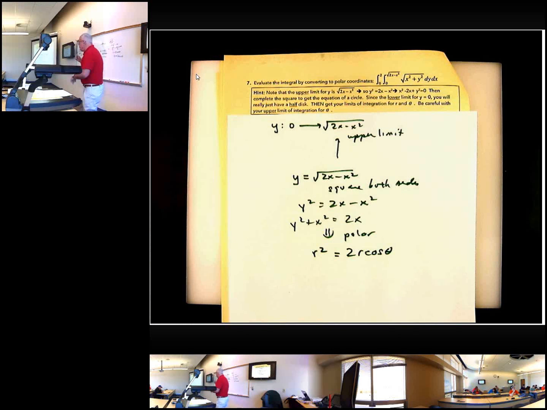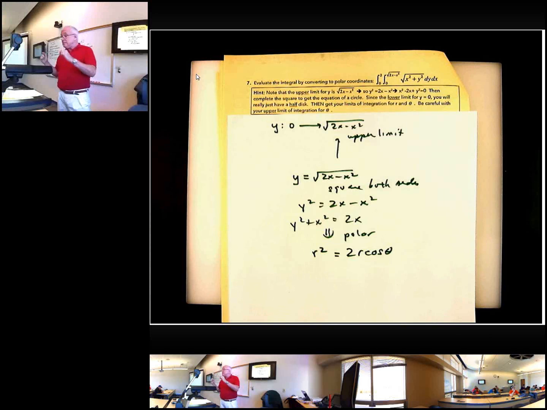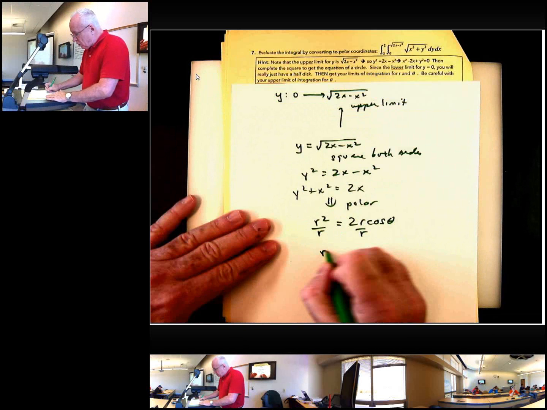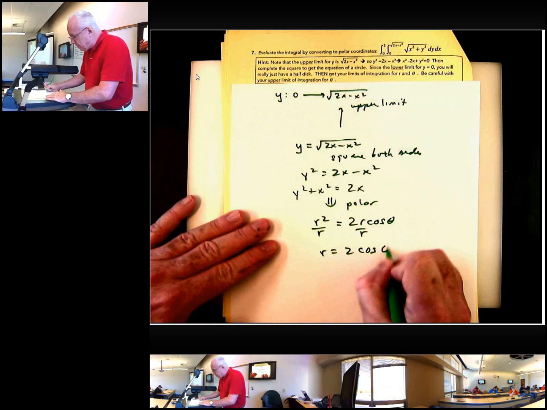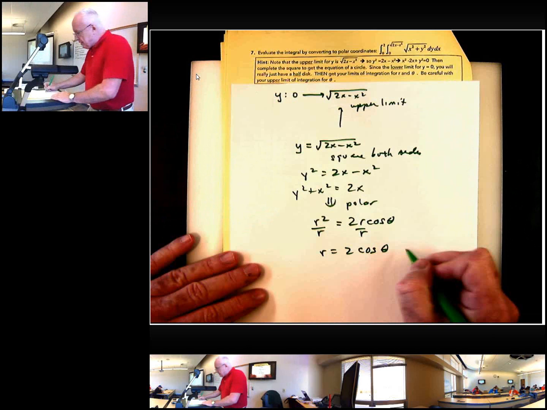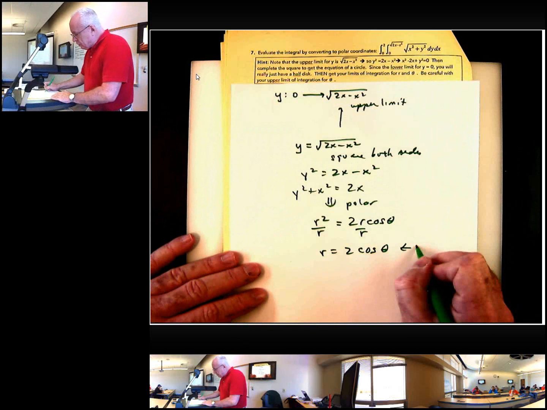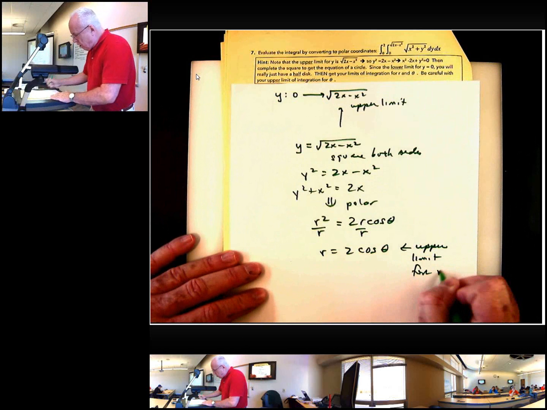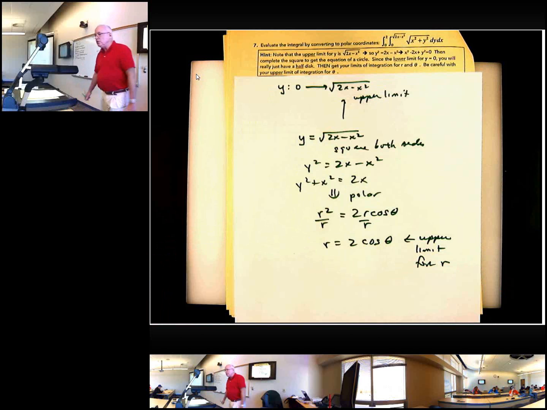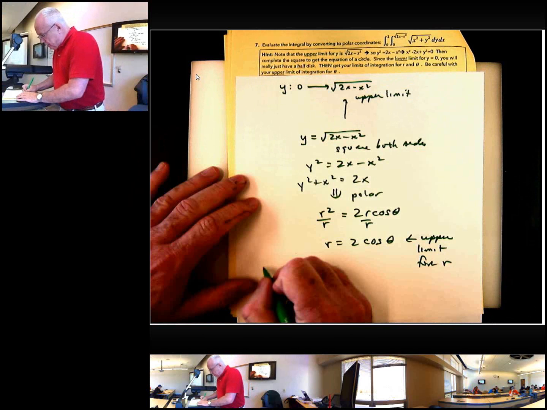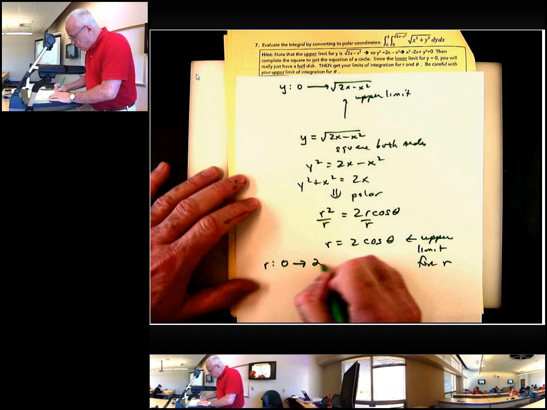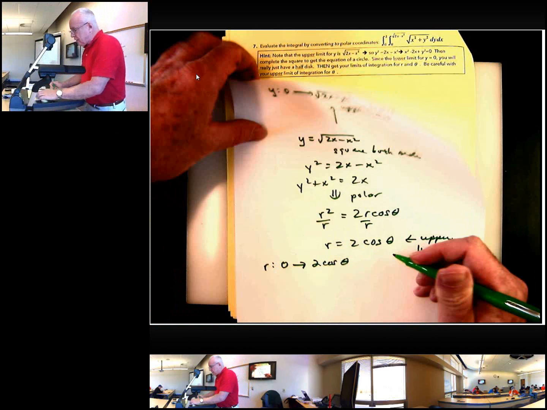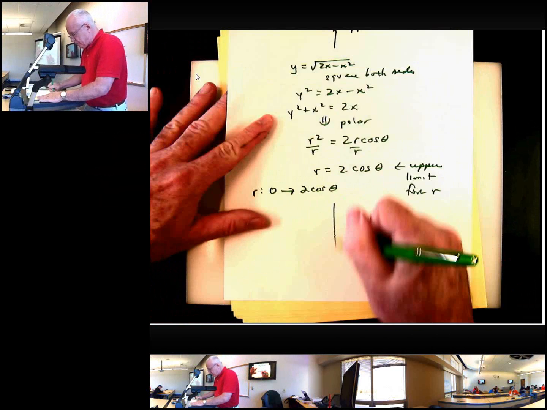Then we're assuming here with our upper limit that r doesn't equal 0, so we'll divide by r, and we get that r is equal to 2 cosine of theta. This is our upper limit for r. So when we integrate this, r is going to be going from 0 to 2 cosine of theta. Now let's look at this 2 cosine of theta business.